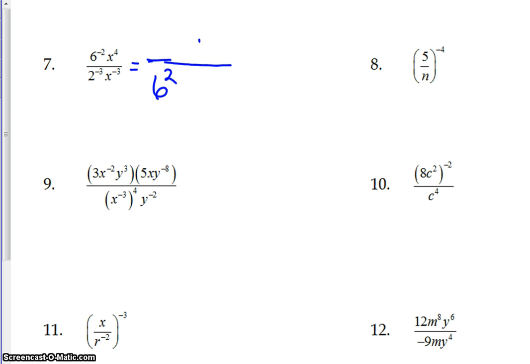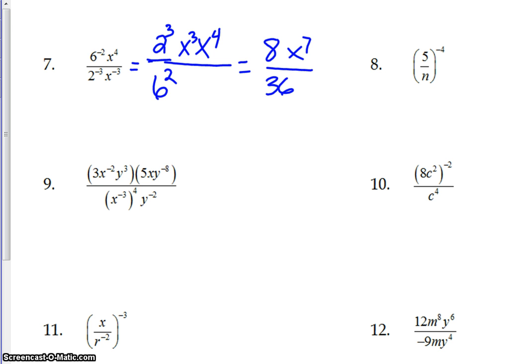The x to the 4th was already positive, so I'm going to leave it where it is. The 2 to the negative 3, I'm going to make 2 to the positive 3 in the numerator. And then that x to the negative 3, I'm going to make x to the positive 3 in the numerator. So I moved everything around, just rearranging everything. So now my problem becomes 8x to the 7th, combining like terms, over 36.